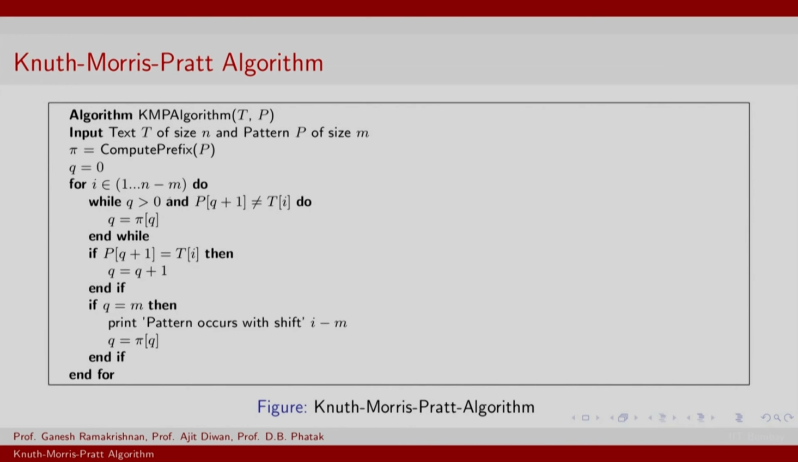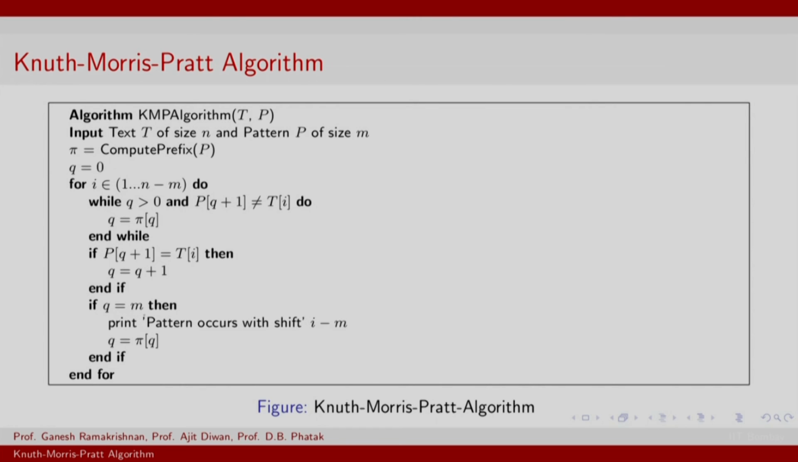Now until position n minus m, here is what you do. You keep checking if P of Q plus 1 is not equal to Ti. So while Q is greater than 0 and P of Q plus 1 is not equal to Ti, you set Q to pi Q. So you basically are looking back and seeing, where do I need to reset, and then check if P of Q plus 1 is equal to Ti. If yes, then increment the value of Q.